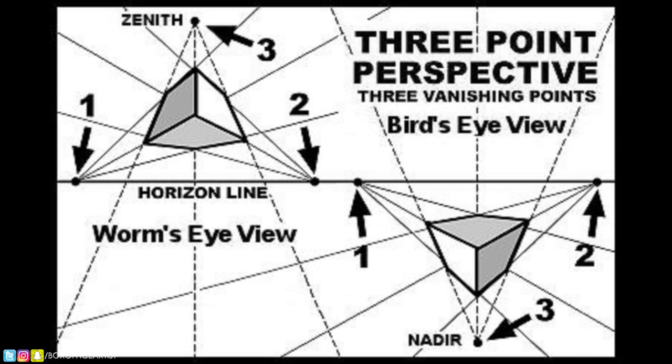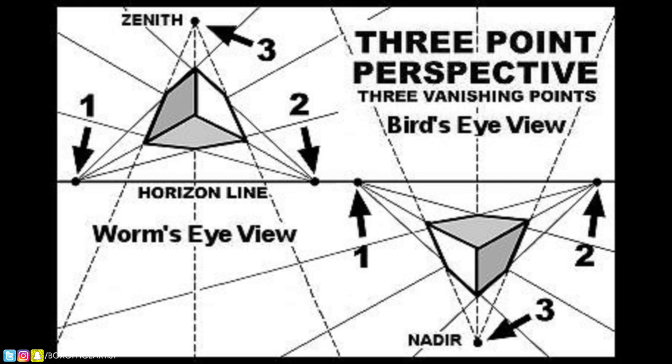And these points actually have a name. If you are looking up from the worm's eye view, the point at the top is actually called the zenith. And if you are looking at the point going all the way down at the bottom, like if you're on top of a building looking down, that point is called the nadir. I believe it's pronounced nadir.